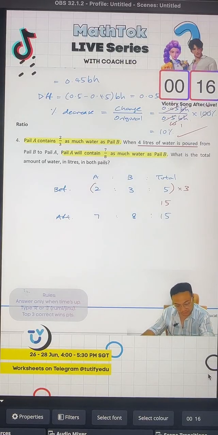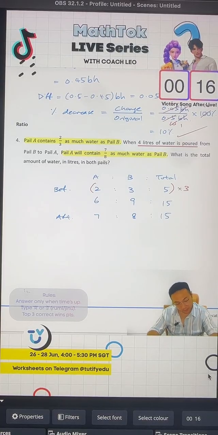So students, what should we do now? We want to make the total amount the same. Multiply by 3, you get 15, 9, and 6. Okay, 15, 9, and 6. So now you can compare.